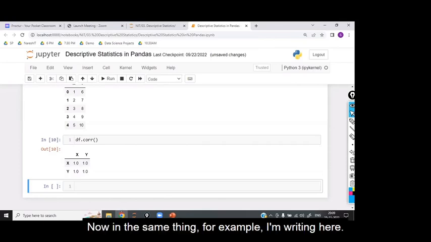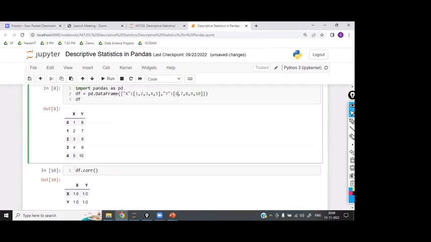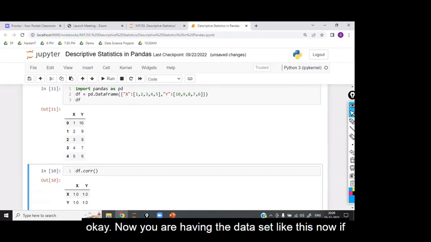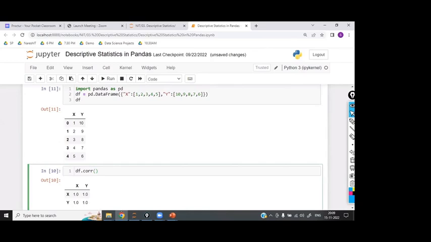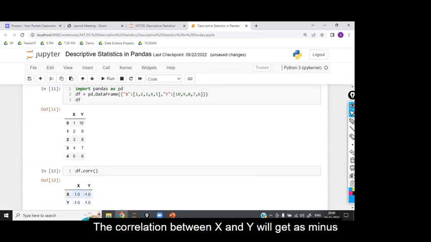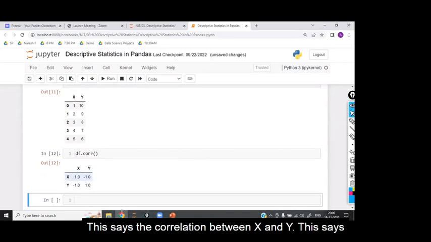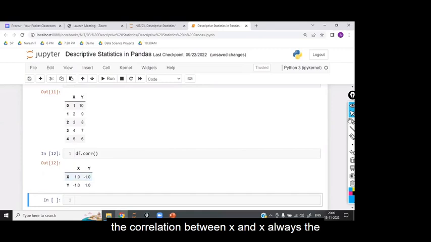Is that clear? Now in the same thing, for example, I'm writing here 10, 9, 8, 7, 6. Now you have the data set like this. If you calculate the correlation, you will get once again a correlation of exactly 1, but in a negative direction, which is minus 1. The correlation between X and Y we will get as minus 1. This says the correlation between X and Y. This says the correlation between X and X. The relation between X and X will always be 1.